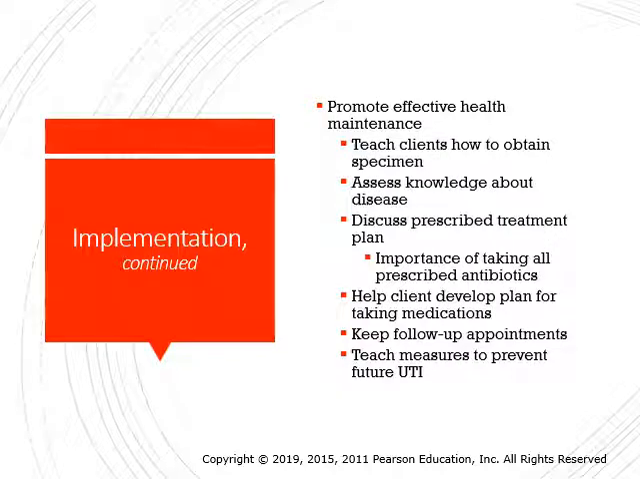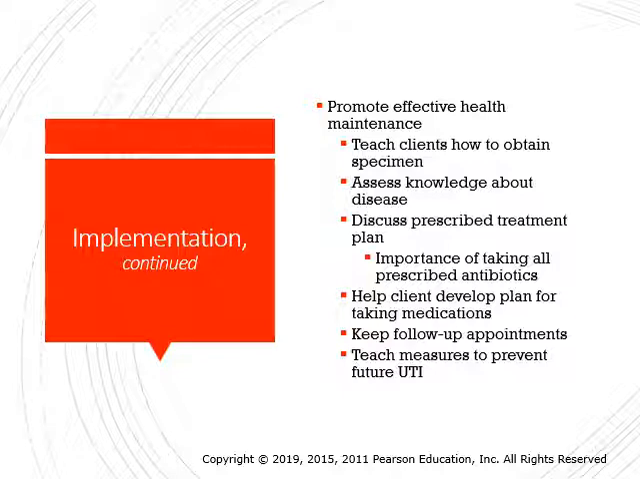Okay, if we do need to obtain a specimen, we need to instruct the patient on how to properly obtain the specimen without contaminating it. We need to assess the patient's knowledge about the disease. So do they have specific conditions that put them at greater risk for developing UTI? So could be things like development of kidney stones. Have they had chronic urinary tract infections? Have they had surgery on the urinary tract that could place them at greater risk?